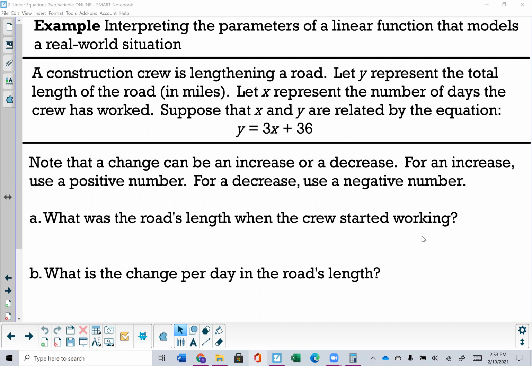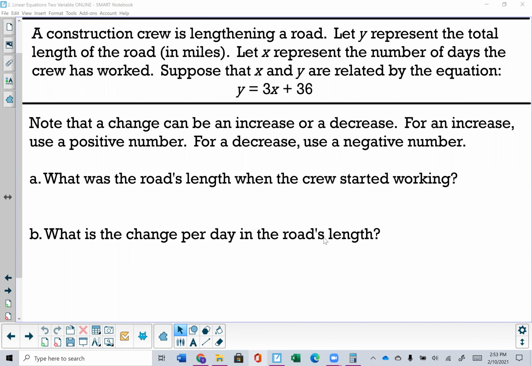So we're going to take a look at some models of linear functions in real world situations just to start thinking about the context of the equation of a line. So you have here a construction crew is lengthening a road. Let y represent the total length of the road in miles, and let x represent the number of days the crew has worked. Suppose that x and y are related by the equation y equals 3x plus 36.